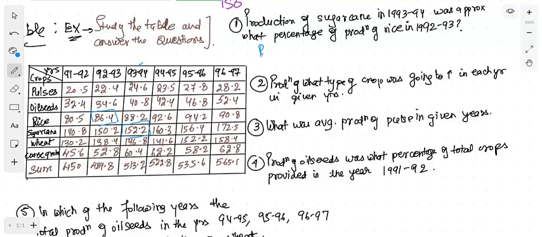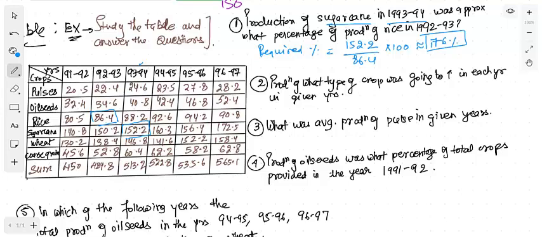Simple question. Required percent is equal to production of sugarcane, which is given as 152.2, is what percent of production of rice, which is 86.4, into 100, and it is approximately equal to 176%. That is the answer. For such kind of question you can solve directly. We did such kind of questions earlier also.